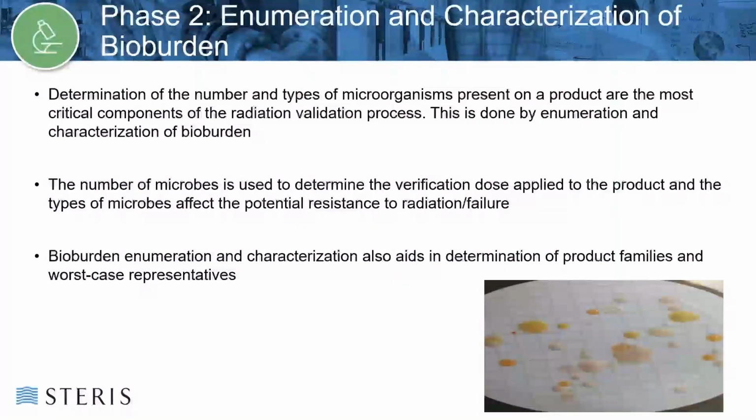Now that we have validated test methods, we can perform bioburden testing to determine the number and type of microorganisms present on the product. Bioburden is one of the most critical components of the radiation validation process. The number of microbes from this test is used to determine the verification dose which will be applied to the product, and the type of microbes affect the potential resistance to radiation.